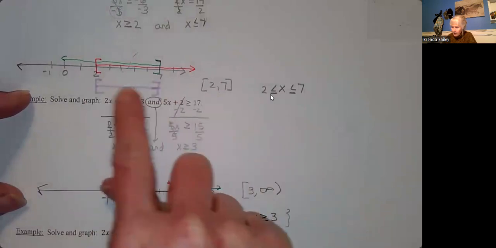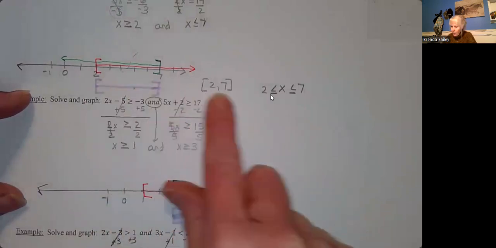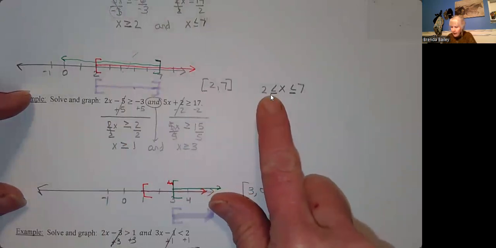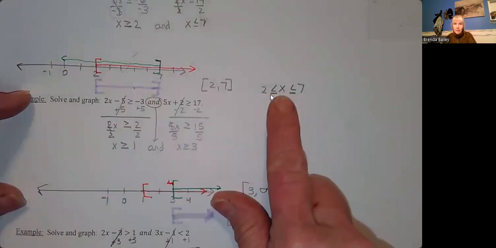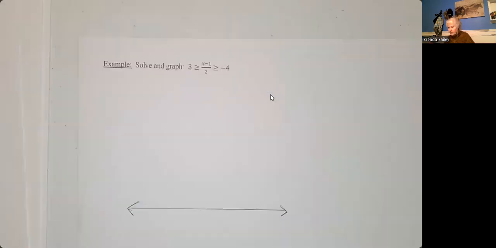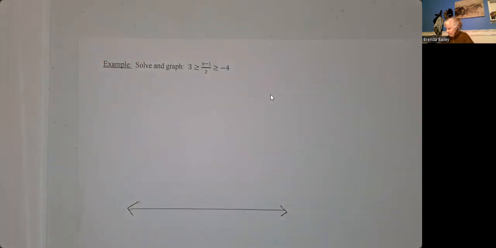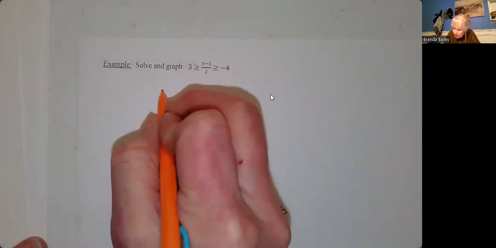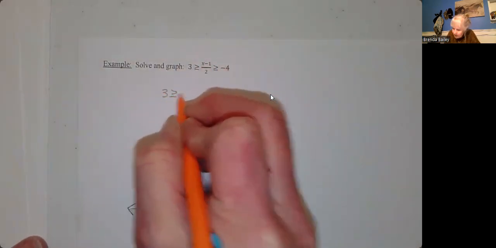Like here we had between 2 and 7. We want it to look like this. I want the arrows in this direction, and I want the x by itself. That's our goal. So let's go ahead and go through the steps. It's really not that hard. Here I'm going to copy it over just so I have more room. It's kind of little.